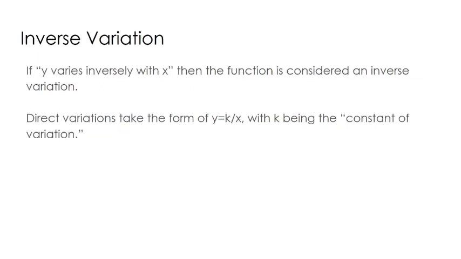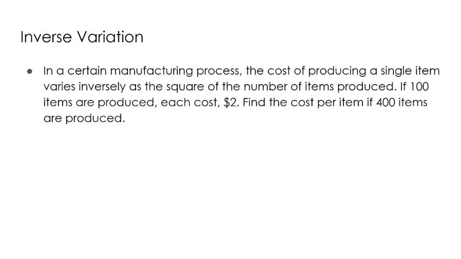Inverse variations say, if y varies inversely with x, those are going to be like our code words. If you see those words, you know we're dealing with an inverse variation. These inverse variations take the form of y equals k over x, k divided by x, with k being the constant of variation. So these are set up very similarly to direct variation problems. We're just going to use this structure instead of y equals k times x.